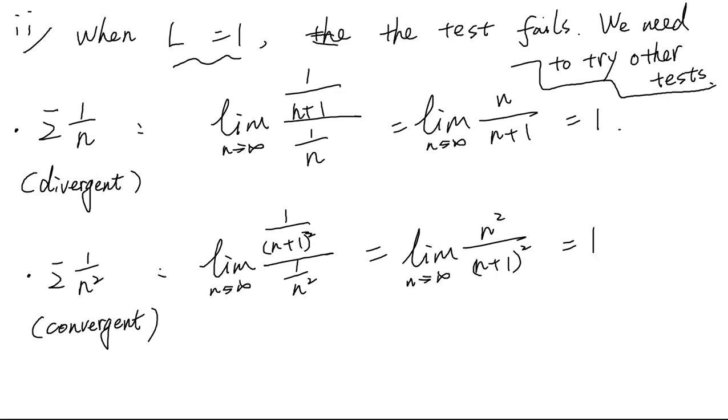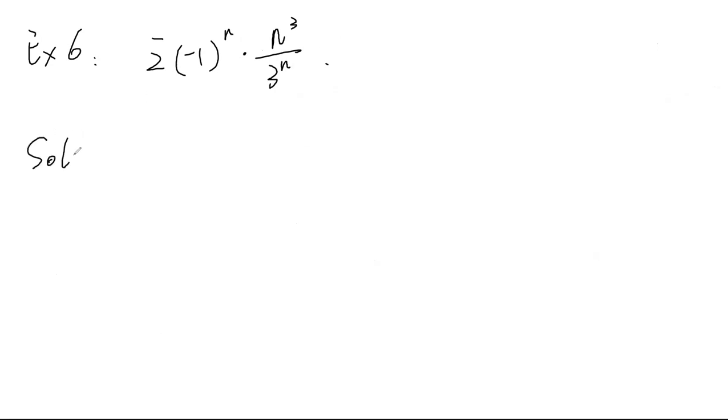All right, so let's see an example. Let's consider this series, negative 1 to the n power times n cubed divided by 3 to the n power. So for this example, let's apply the ratio test.